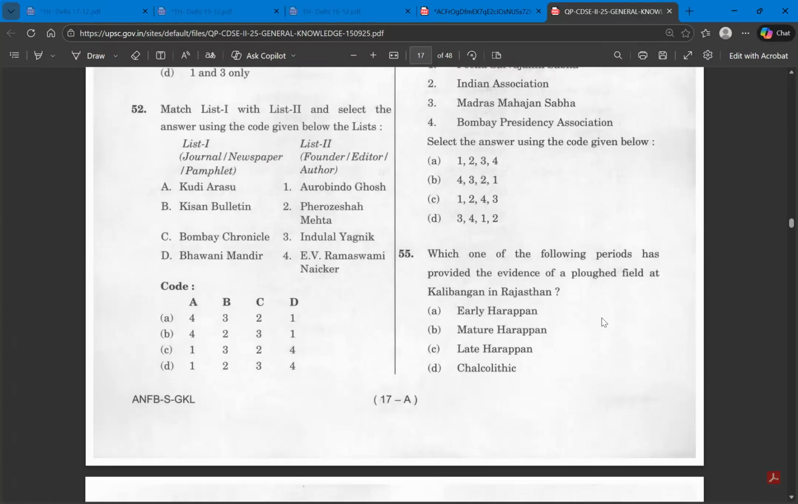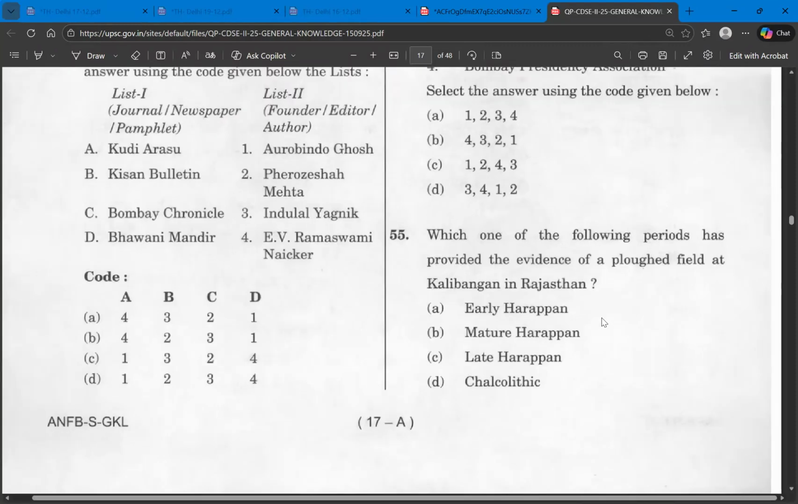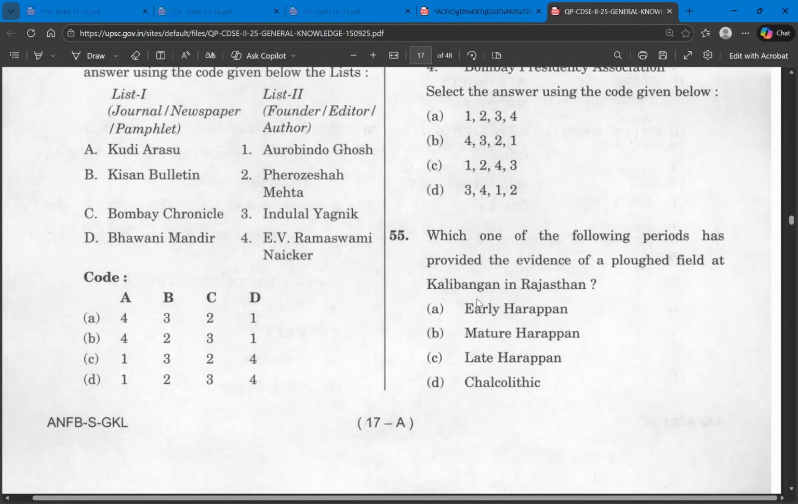So if you see this question 55, which one of the following periods has provided the evidence of a plowed field at Kalibangan in Rajasthan? We all know that Kalibangan is in Rajasthan, but we have little idea about which period of Harappan civilization it belonged to. So these are the type of questions that are being asked in CDS based on Themes in Indian History.